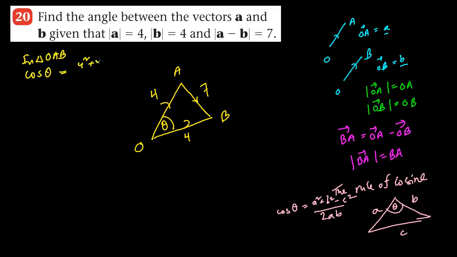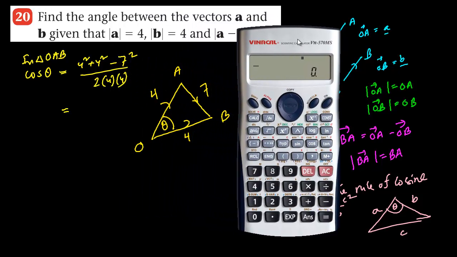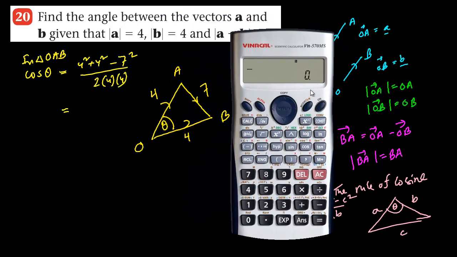So we can now find this cos theta. In triangle OAB, cos theta equals 4 squared plus 4 squared. Remember, we have to take the sides that make up the angle first, minus 7 squared divided by twice into 4 into 4. When you do the calculation, it's a good idea to do some of the calculation in your head and the remaining in the calculator. You don't have to punch out everything on the keys of the calculator.